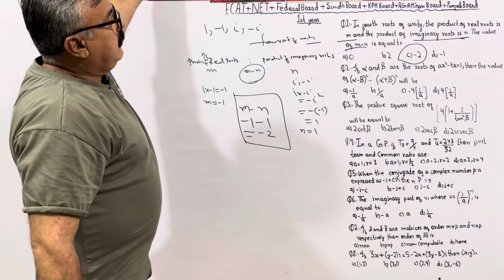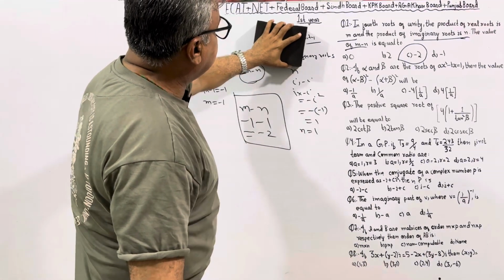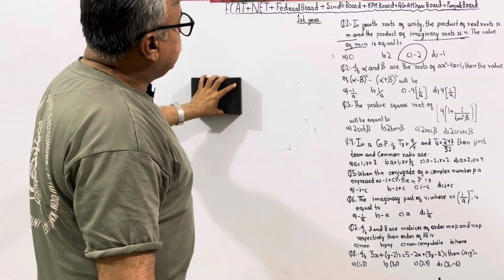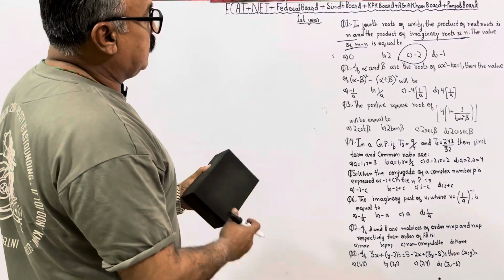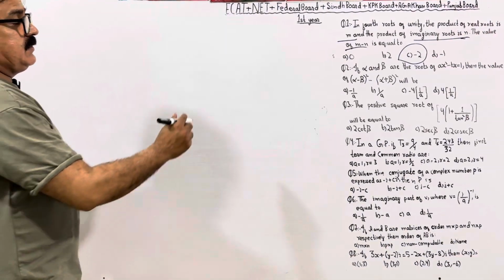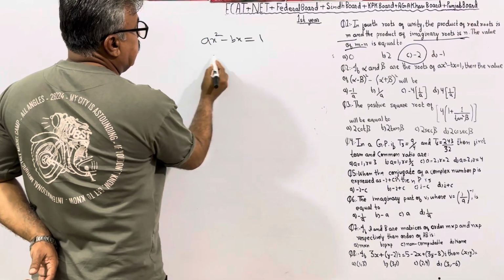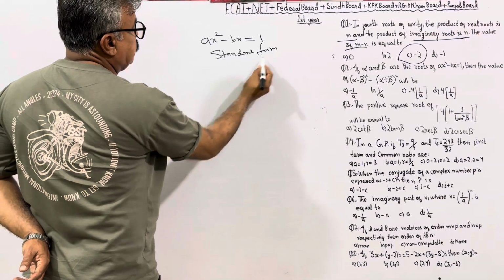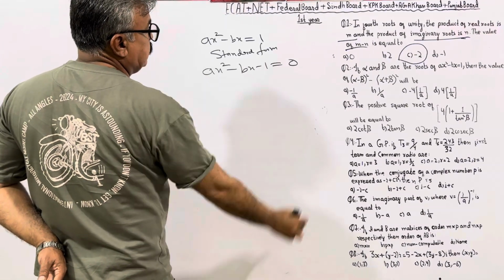Okay. Moving to the second question, based on a quadratic equation. If alpha and beta are the roots of the equation ax square minus bx is equal to 1, what is the value of alpha minus beta whole square minus alpha plus beta whole square? We have the equation ax square minus bx is equal to 1. Writing in standard form, meaning is equal to 0, we have ax square minus bx minus 1 is equal to 0.